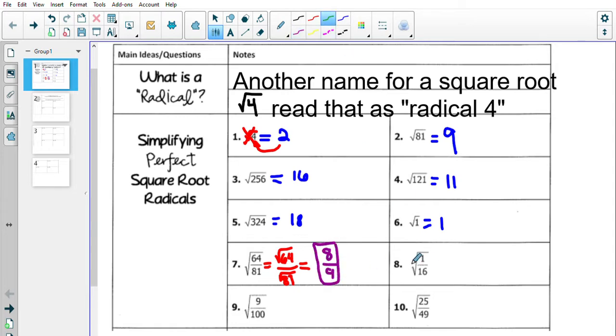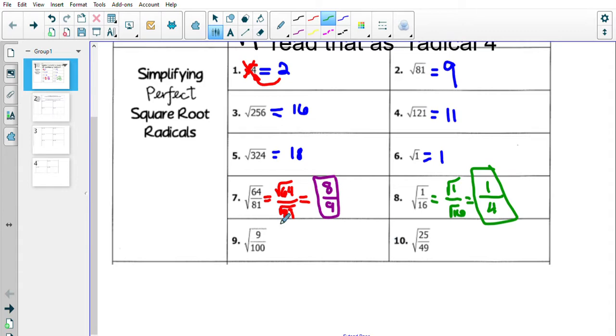Same thing with number 8. I can rewrite that as the square root of 1 divided by the square root of 16. We already know that the square root of 1 is just 1, and 16 is 4 times 4, so that reduces to 1/4. Same thing with numbers 9 and 10. Number 9 is going to reduce to 3 over 10, and number 10 is going to reduce to 5 over 7.